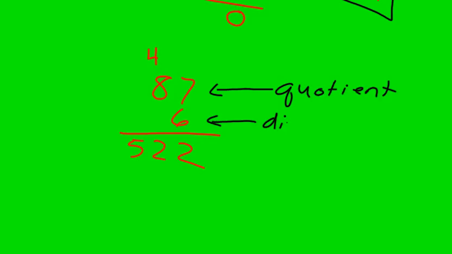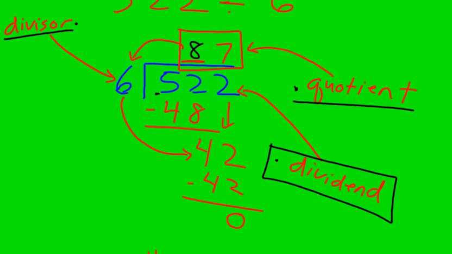7 times 6 is 42. 6 times 8 is 48. 48, 49, 50, 51, 52. When we take 87 and multiply it by 6, we get 522. So like I said, our quotient multiplied by our divisor gives us our dividend. 522 is our dividend here, and 522 is our dividend right here.